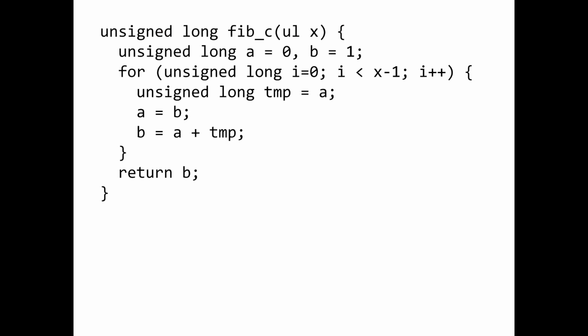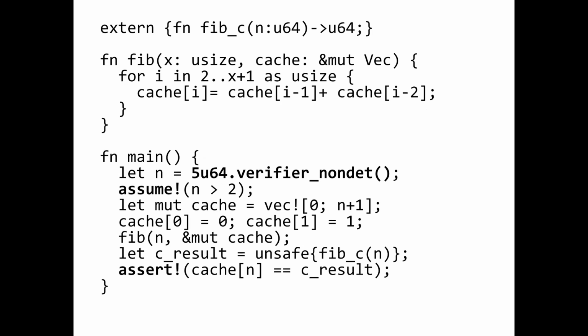I have one such example here, this Fibonacci implementation in C. I won't go into details, but we can invoke it from Rust. We can pass non-deterministic values to it. We also have a simple implementation of Fibonacci in Rust. We can check that it returned the same result. And this is all really easy to do with SMACK. You compile all these things, you link them together, and it just works.